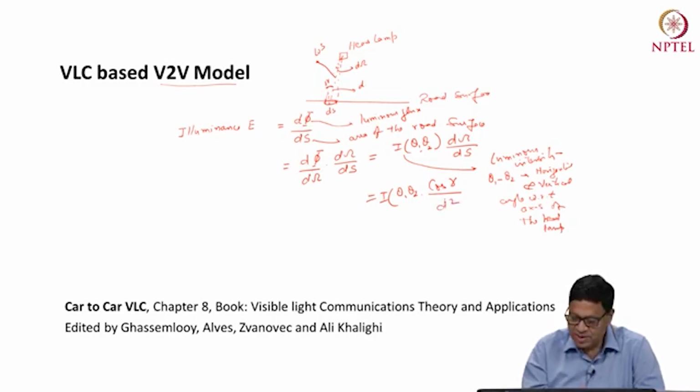So this is the luminous intensity. The units are in candela, CD. E is given by I theta 1 theta 2 cos gamma by d square. So this is the luminance E happening in an area ds. So this is how you will find the luminance on the road surface area ds.